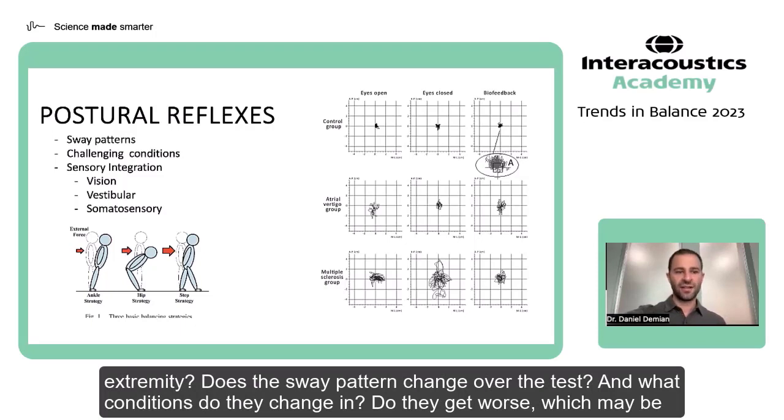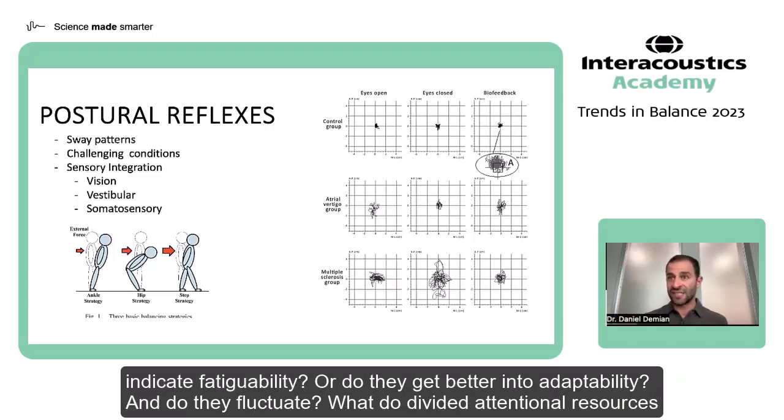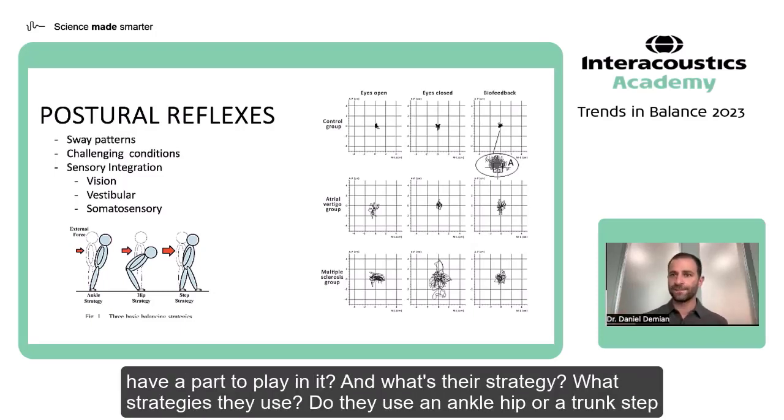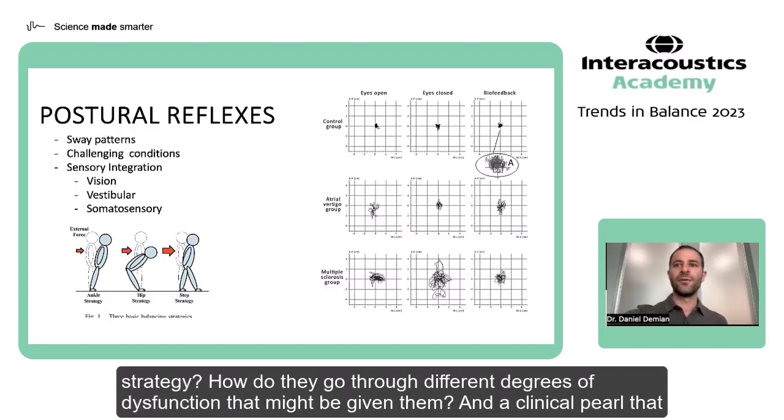Does the sway pattern change over the test? And in what conditions do they change? Do they get worse, which may indicate fatigability, or do they get better, indicating adaptability? And do they fluctuate? What part do divided attentional resources have to play in it? And what strategy do they use? Do they use an ankle, a hip, or a trunk step strategy? How do they go through different degrees of dysfunction that might be given to them?